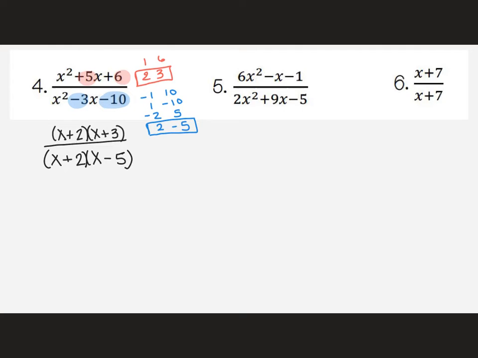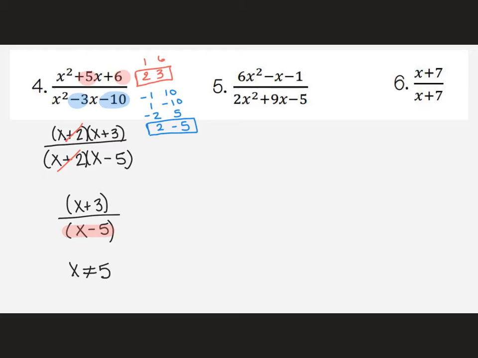Looking for common factors to cancel, I notice we have x plus 2 in the numerator and denominator. And so I have x plus 3 over x minus 5 remaining. When I focus on the denominator, I'm noticing that if x were 5, the denominator would become 0, which can't happen, so x cannot equal 5.